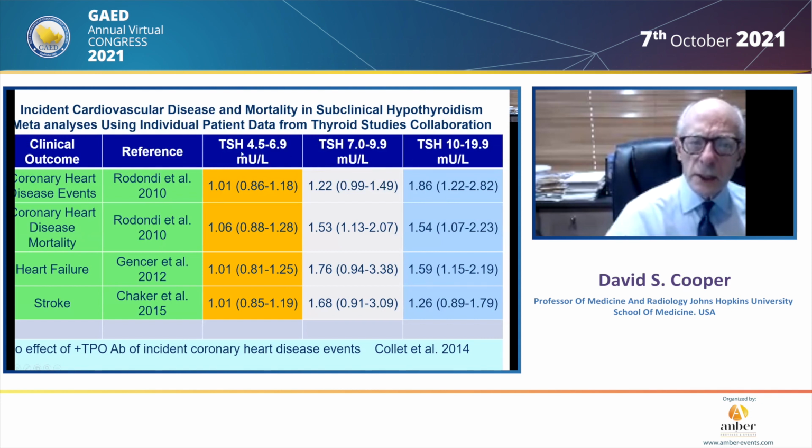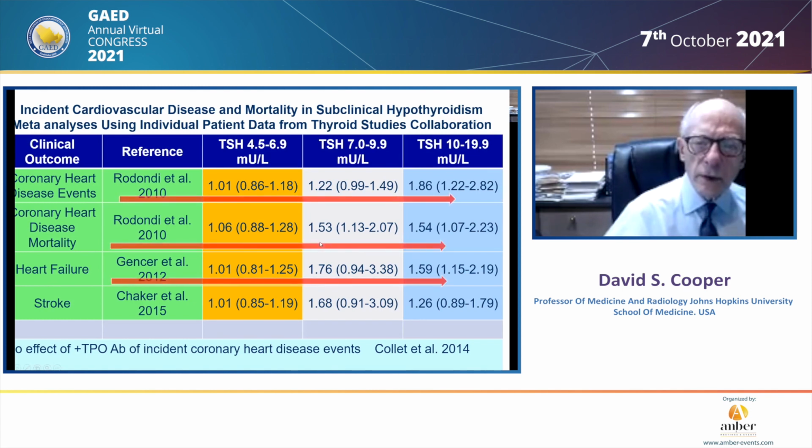So in patients with TSH levels between 5 and 7, there's really no significant change. But as serum TSH gets to 7 to 9, in this study, there was a significant change. And when TSH is above 10, which seems to be the line in the sand, if you will, then there's statistically significant increases in the risk of these coronary events and heart failure, although not with stroke.